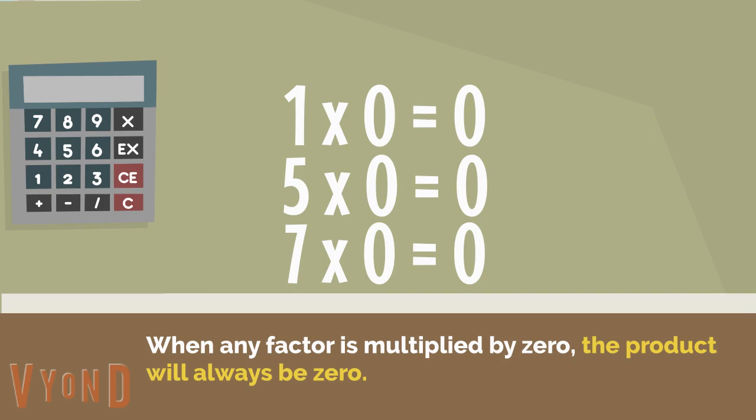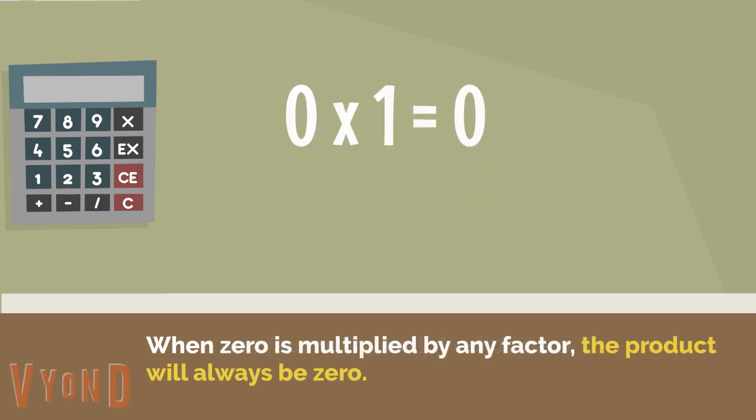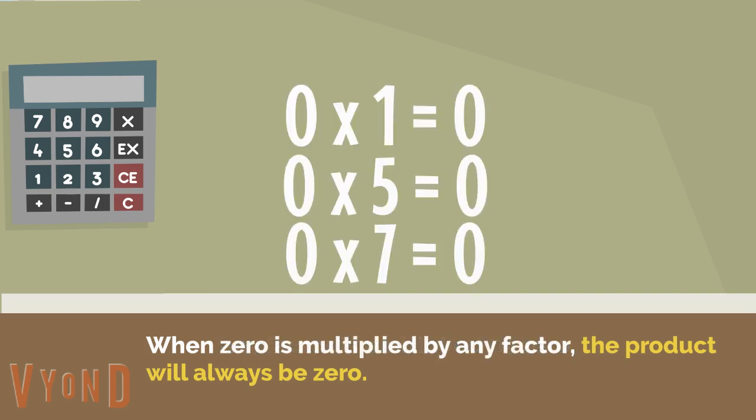This is because you are multiplying your factors 0 times. This actually means you are not multiplying anything at all. It's the same thing when you multiply 0 by any factor. Your answer will always be 0.